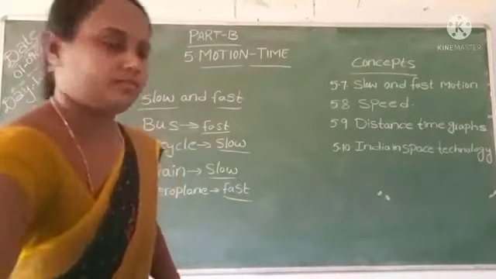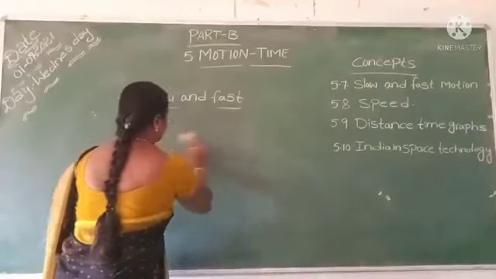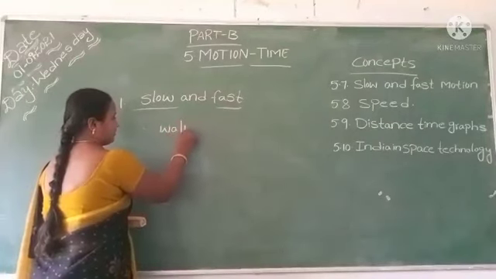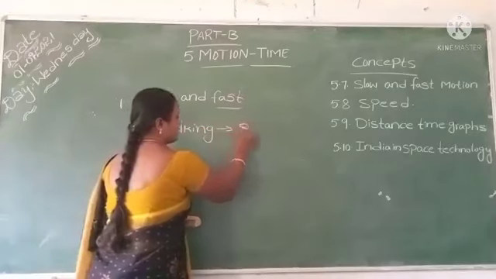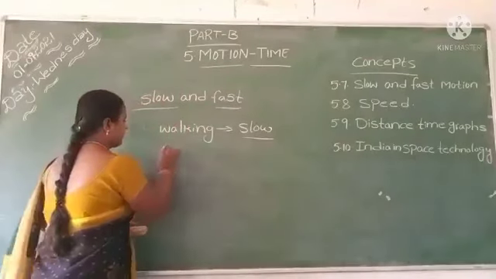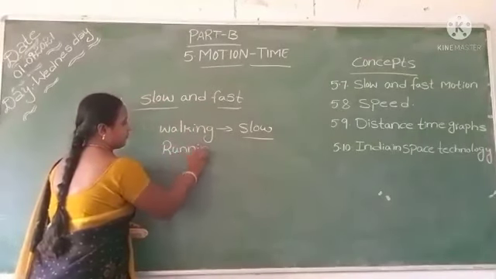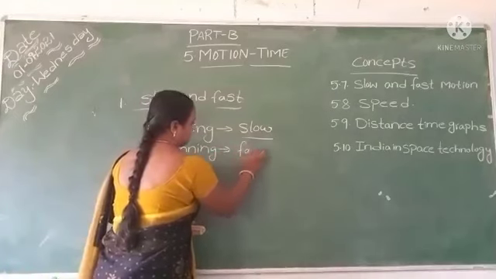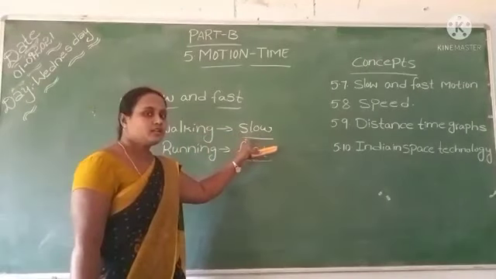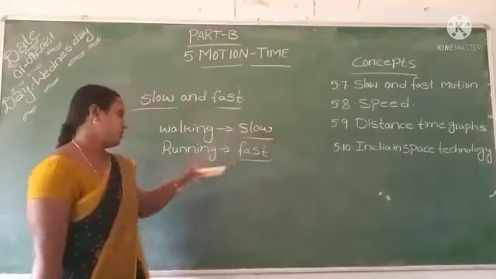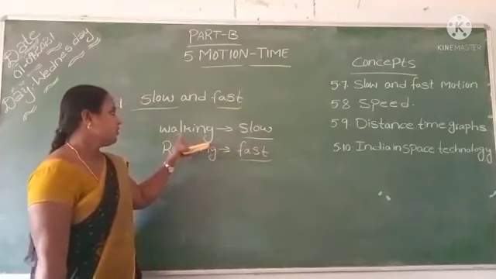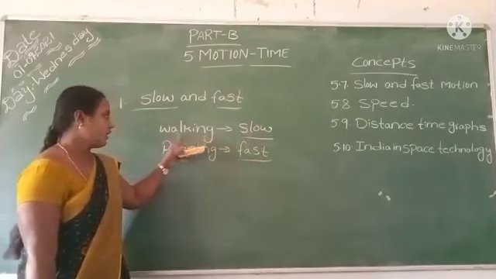Next, another one. Now, we are walking. Walking is a slow motion. Yes or no? Walking is slow motion. Running is fast motion. When we go by walk, we reach the distance in slow motion. When we go by running, we can reach our distance very fast. So, there is slow and fast motion between walking and running.